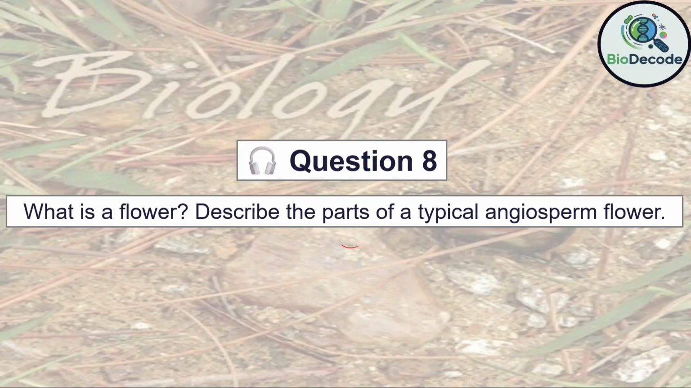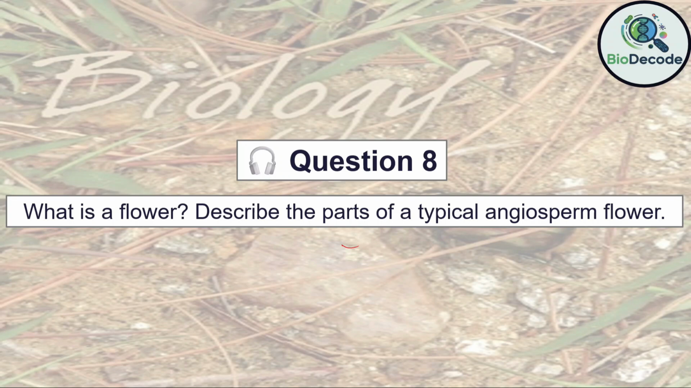Question 8. What is a flower? Describe the parts of a typical angiosperm flower. Answer. The flower is a modified shoot specialized for reproduction, usually consisting of 4 main whorls. Second, the calyx is the outermost whorl of sepals, protecting the floral bud.